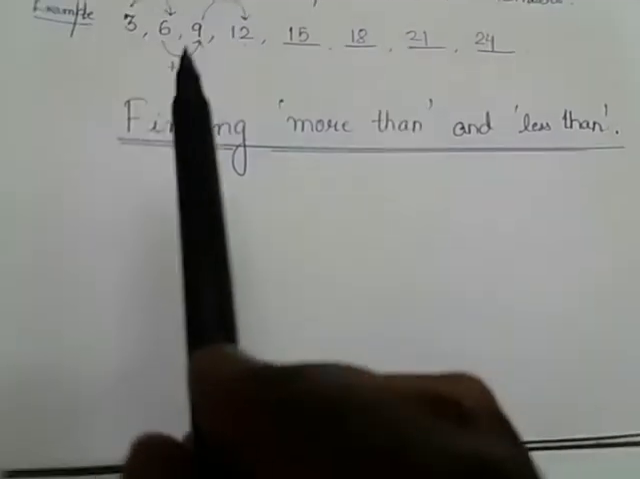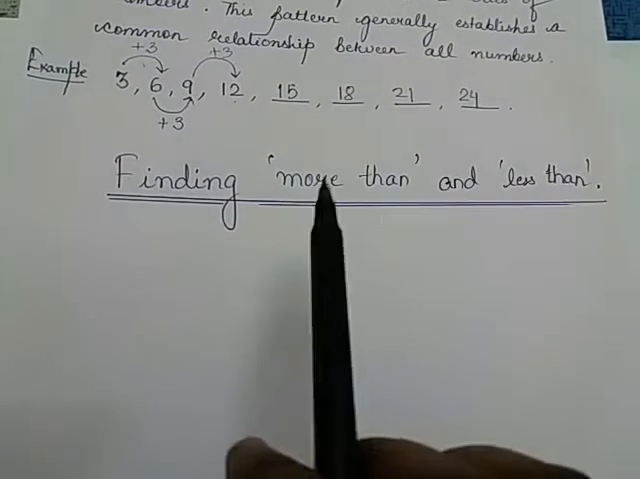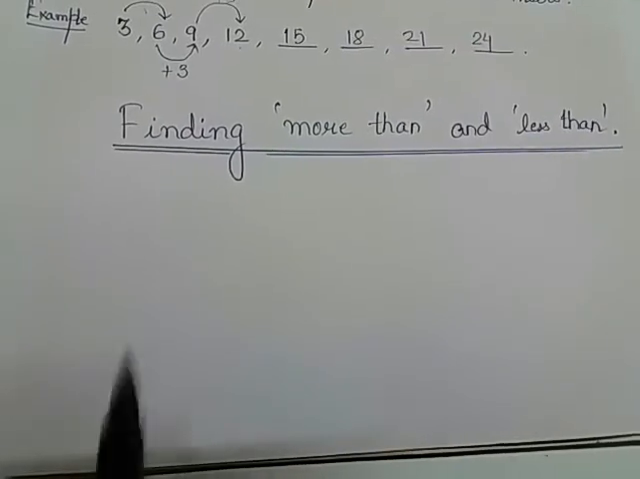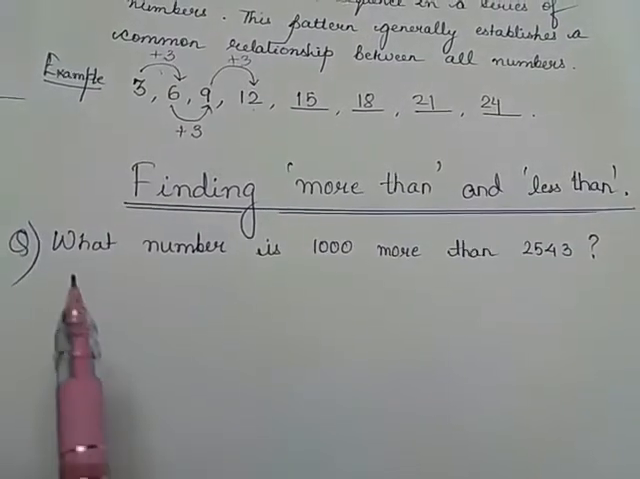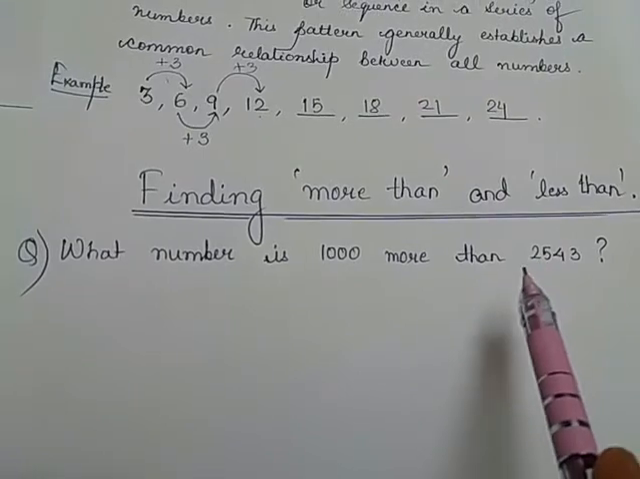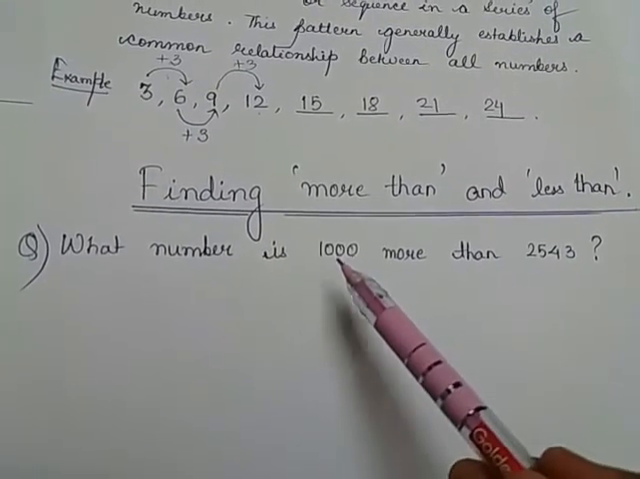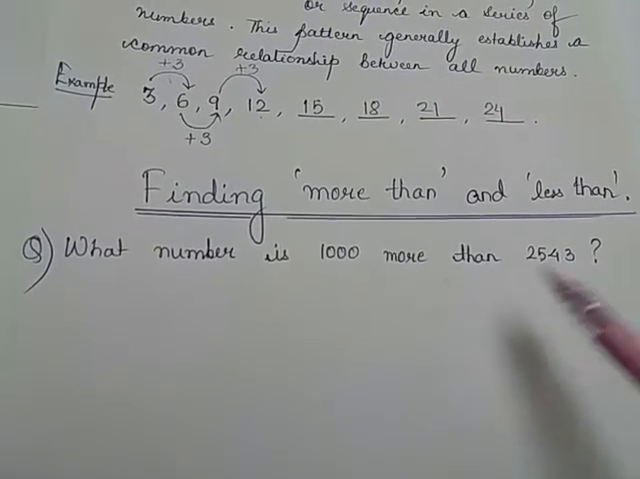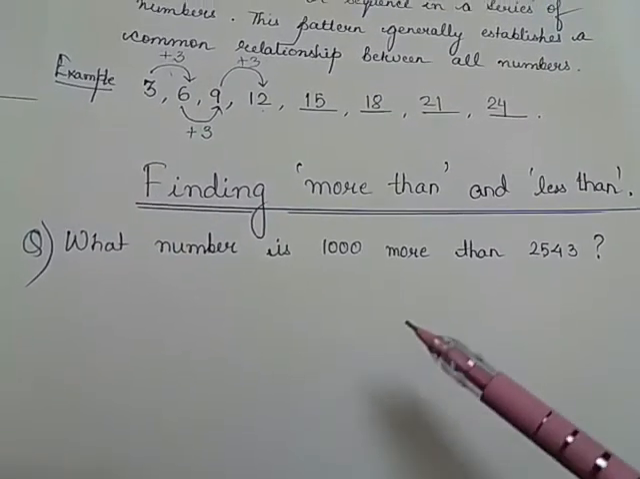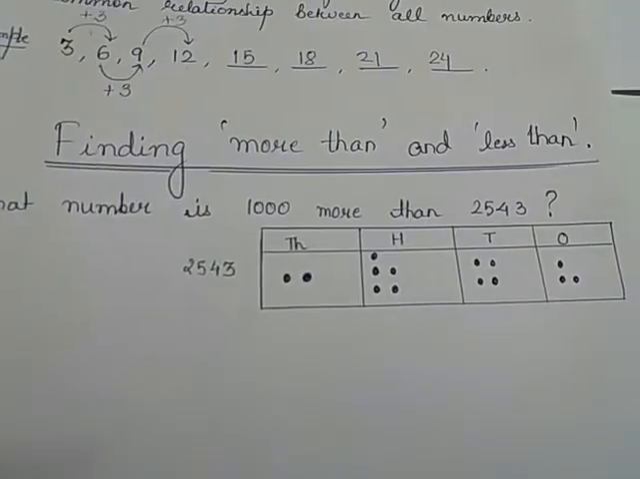Now students, under this topic number pattern, we will study this subtopic which is finding more than and less than. Let's try to understand this with an example. Here you can see that if we get a question like what number is 1000 more than 2543, that means simply we have to add 1000 to this number. Now let's try to simplify this question with the help of a place value chart.